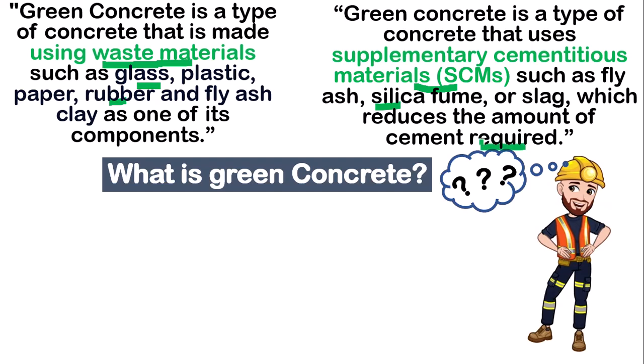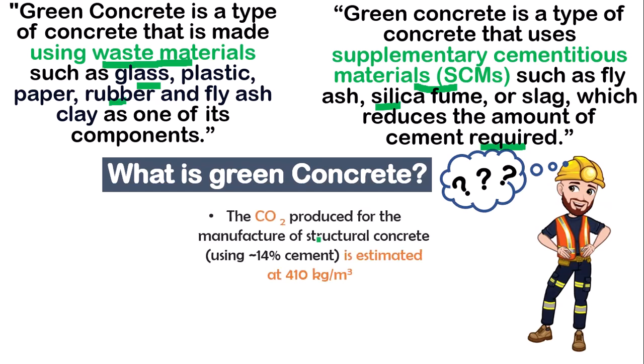So basically, concrete is made up of three basic components. The first one is fine, the second one is coarse, and the third one is cement. I mean fine and coarse aggregates. Then comes cement. Cement is the major component which contributes to the carbon emission into the environment. So cement is the focus point.